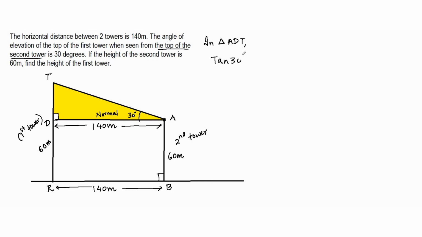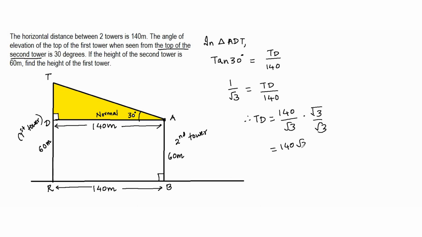tan 30 degree is the opposite side, that is TD, divided by the adjacent side, which is 140. And therefore 1 by root 3 is equal to TD upon 140. Therefore, I can say that TD is equal to 140 divided by root 3. Now, of course, I can rationalize the denominator. I can multiply both the numerator and denominator by root 3. So this becomes 140 into root 3.